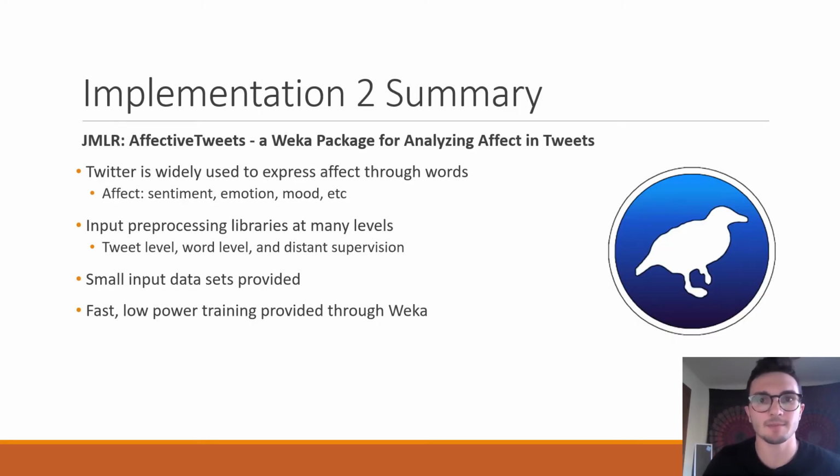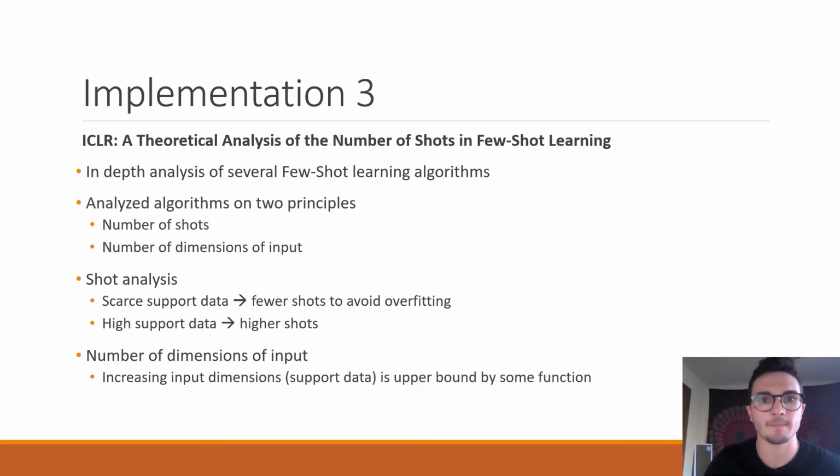First, I found a much simpler algorithm in a JMLR article. It's a Weka package called Effective Tweets, which provides many data pre-processing functions and a fast and efficient linear regression model. And the biggest plus of this was that it ran smoothly on my computer.